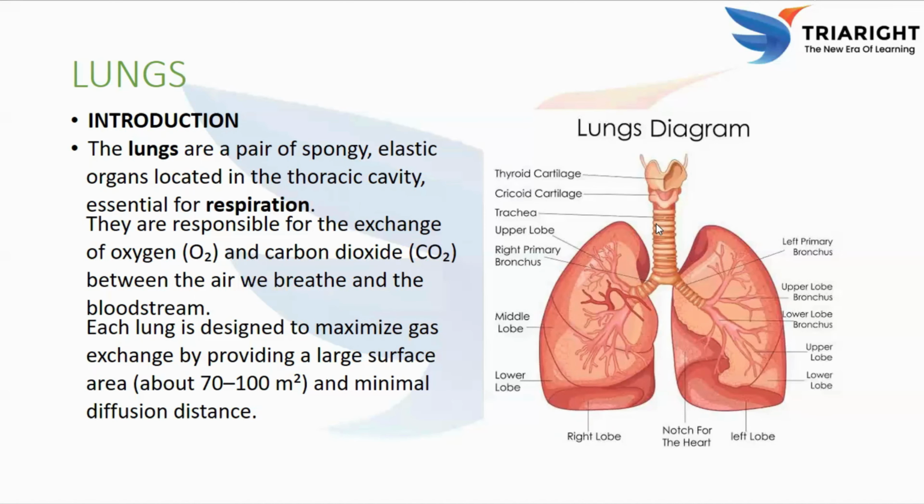Here you can see the trachea, the upper part. You can see the bronchi, left primary bronchus and right primary bronchus. You can see the lobes. In the right lung, you have 3 lobes: superior, middle and lower, whereas in the left lung you have 2 lobes, upper and lower, and a notch for the heart, and also the alveoli.